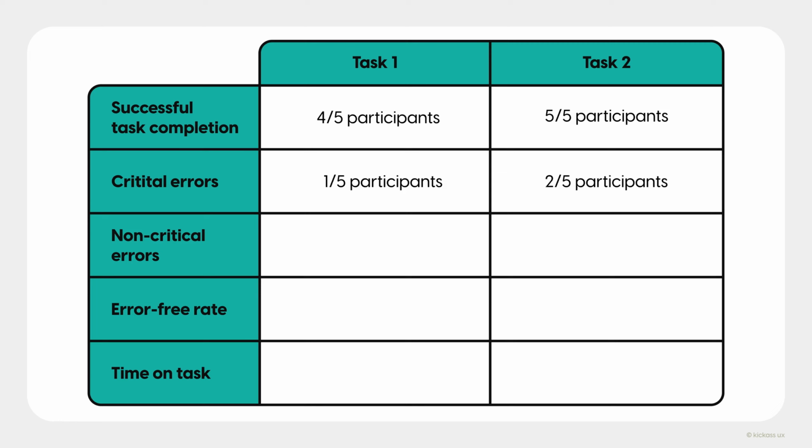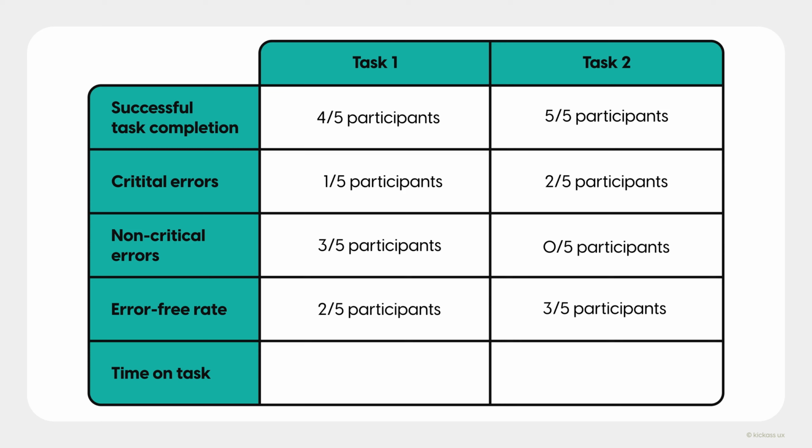On task 2, 2 participants had critical errors. On task 1, 3 out of 5 had non-critical errors. Non-critical errors are where the participant is able to recover and don't affect the participant's ability to successfully complete the task. On task 2, 0 participants had non-critical errors. On task 1, only 2 of the 5 had no errors whatsoever. On task 2, 3 of 5 were error-free. And the average time to complete task 1 was 3 minutes and 20 seconds. The maximum time to complete task 1 for one of the participants was 5 minutes and 15 seconds. The minimum for another participant was 2 minutes. For task 2, the average was 2 minutes and 15 seconds, and so on.